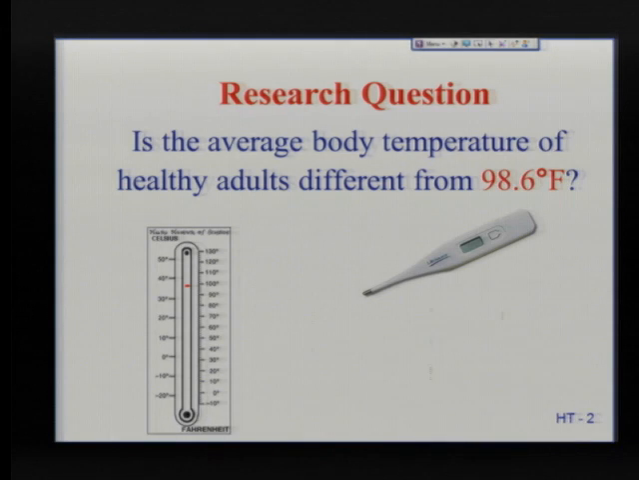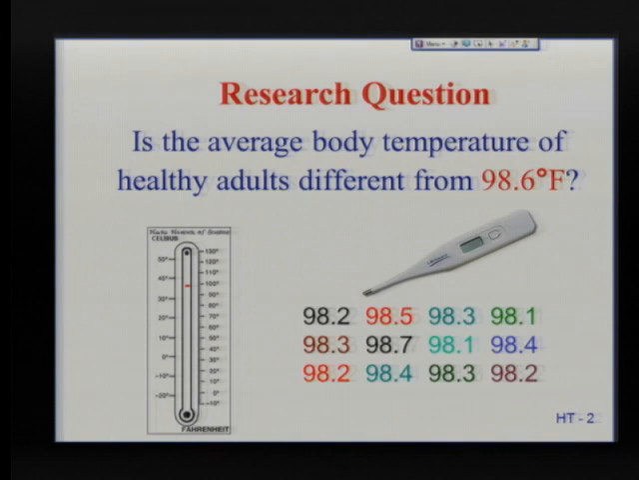Okay, so what you will do, from the region that you live in, or maybe northeastern Ohio, there are hundreds of thousands of people. You take a random sample of certain size. Here I have 12 pieces of data. So I got different numbers, right? And I want to use these numbers to help me answer the question whether the average body temperature is different from 98.6 or not.